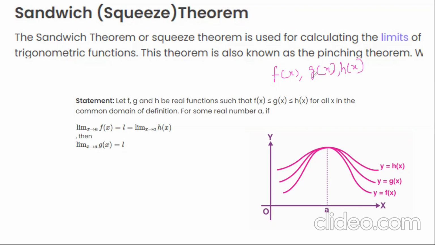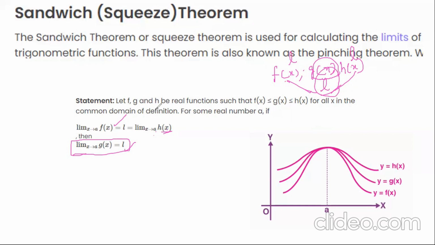So whenever you take these three functions, if limit of f of x as x tends to a is equal to L, and limit x tends to a of h of x is also L, then g of x is also becoming L. That is the sandwich theorem. This means that g of x is sandwiched between f of x and h of x, right? That's why. Because if these two are L, then automatically this is also L.